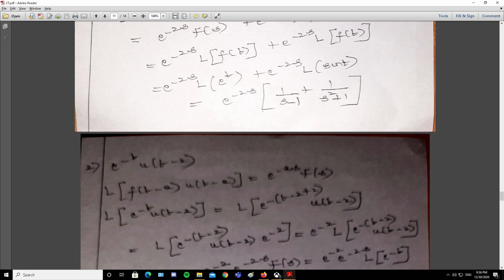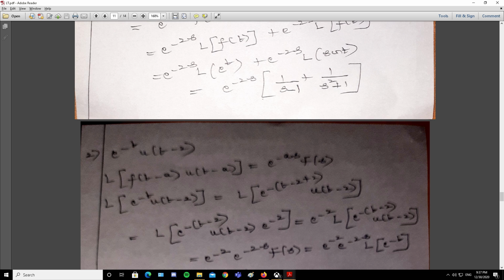Laplace of f of t minus a u of t minus a is e power minus a s F of s. So Laplace of e power minus t u of t minus 2. See the theorem: you have the variable as t minus a in u of t minus a and f of t minus a. So here also it should be t minus 2. To get t minus 2, we are adding and subtracting 2. So Laplace of e power minus of t minus 2 plus 2 u of t minus 2.